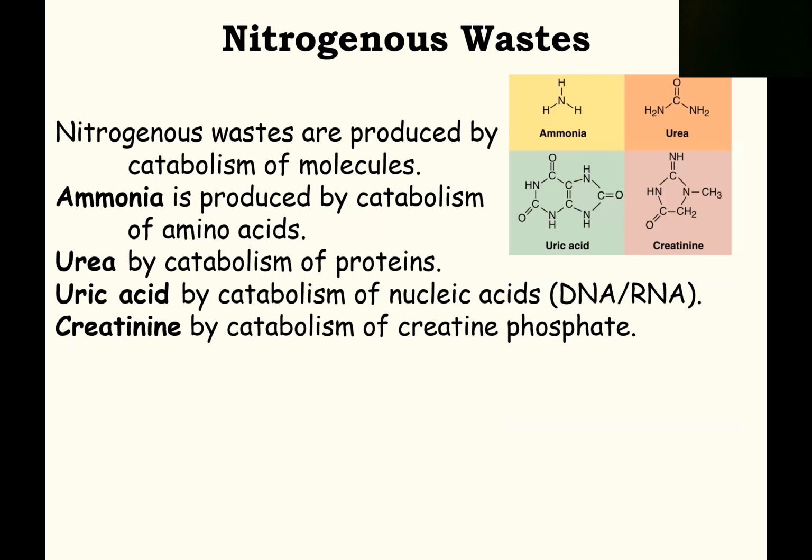Okay, nitrogenous wastes, or nitrogen wastes, are produced by catabolism. You need to know the waste and what's catabolized to generate them. Ammonia is produced from catabolizing amino acids. And that should make sense because this would be one end of the amino acid, the amino group, and you add on a hydrogen. Urea is produced by catabolizing proteins. Uric acid is produced by catabolizing nucleic acids. So you put the acids together there, DNA and RNA, breaking them down.